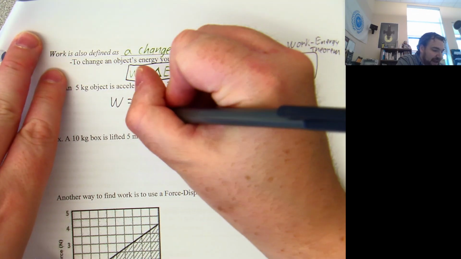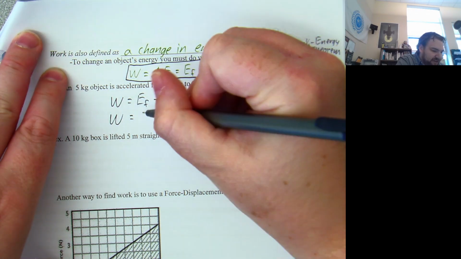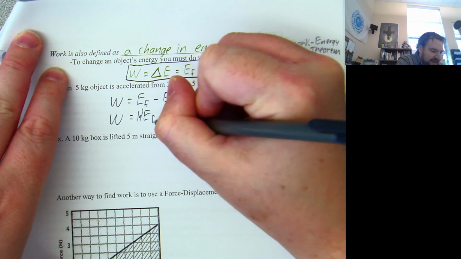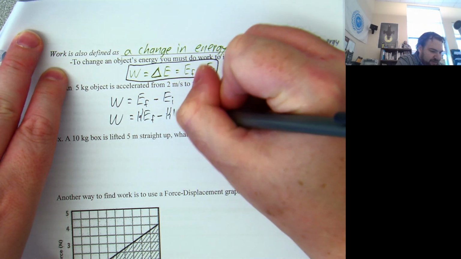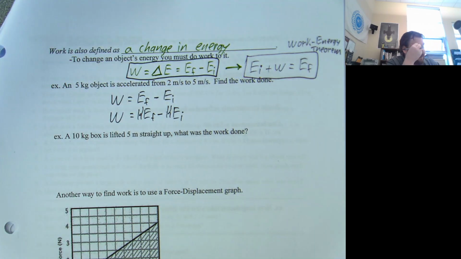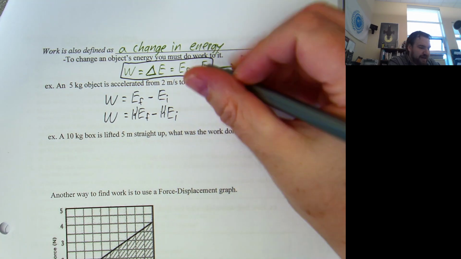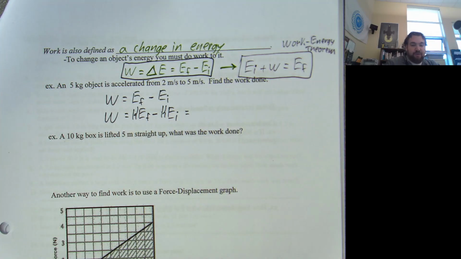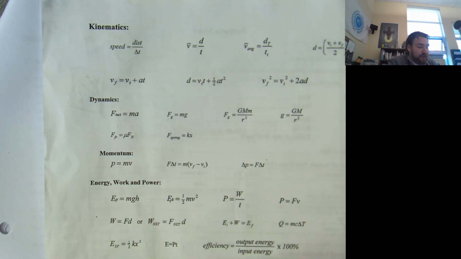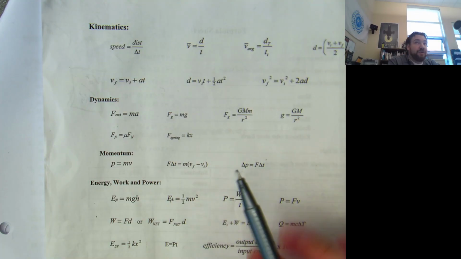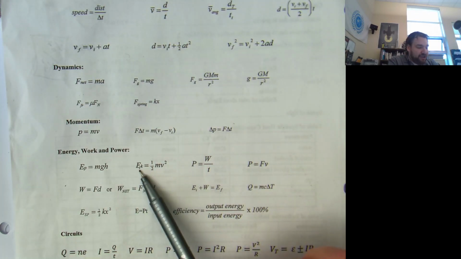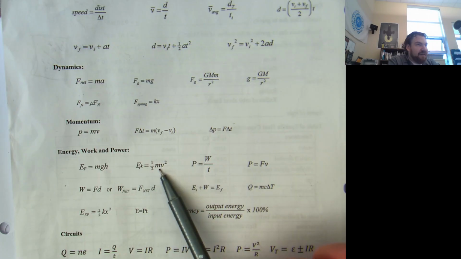So, to find out how much work is done, we have to look at the kinetic energy at the end, and we want to take away the kinetic energy at the beginning. KE final minus KE initial. Well, we know kinetic energy is, if you have forgotten or you weren't here, but you would have looked at it last year, it's also on your formula sheet right here. Kinetic energy, EK, equals 1/2 mv squared.